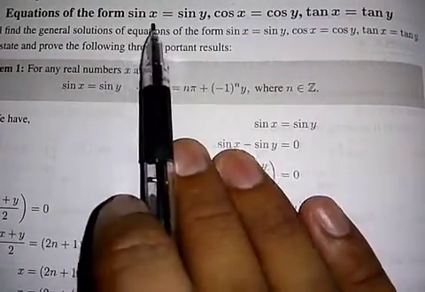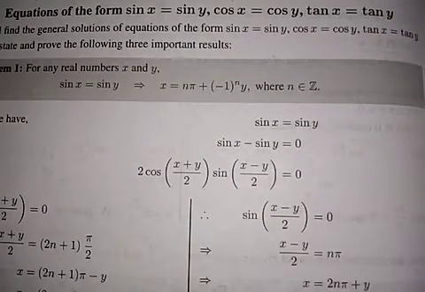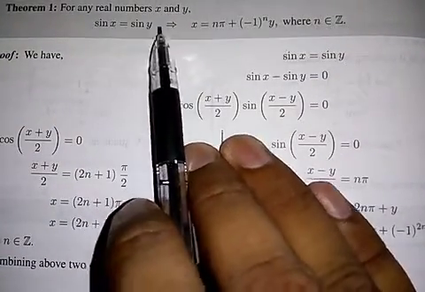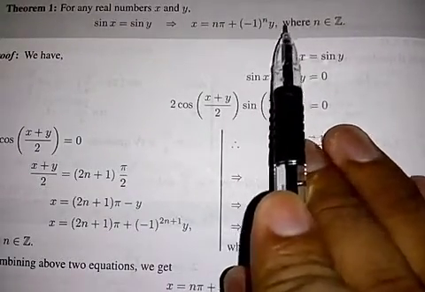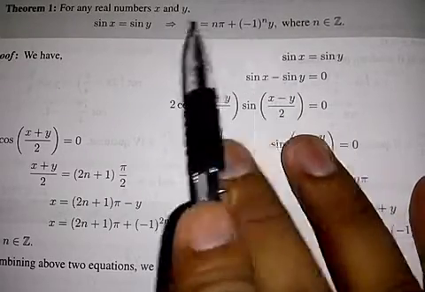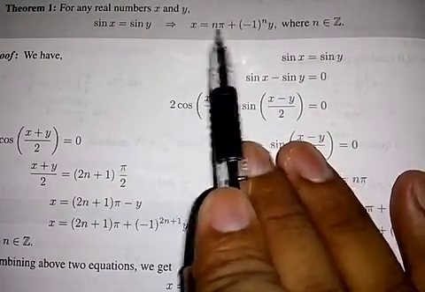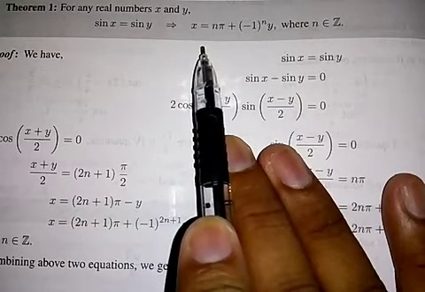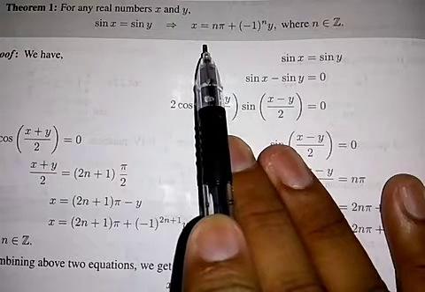Equation of the form sin x equal to sin y, cos x equal to cos y, tan x equal to tan y. We have some theorem to prove that sin x equal to sin y implies that x equal to n pi plus minus 1 power n into y where n belongs to z. Y is principal value of given trigonometric equation. This is called general solution for sin. We have only three solutions, sin, cos and tan. We can't find general solution for sec, cosec and cot.